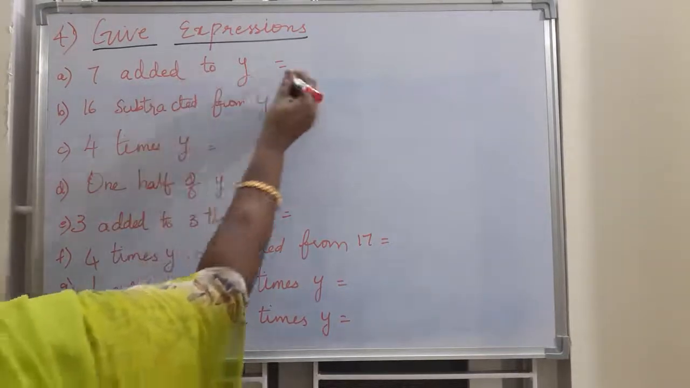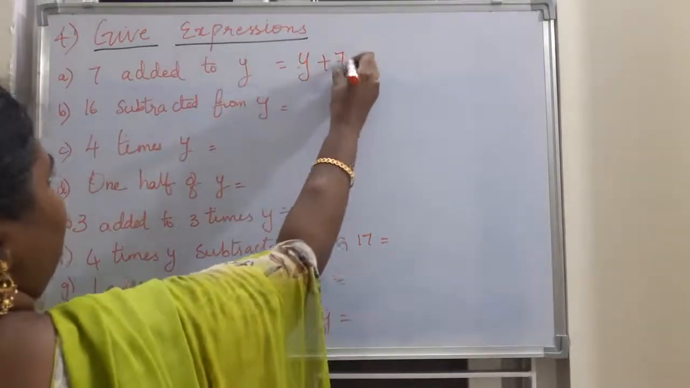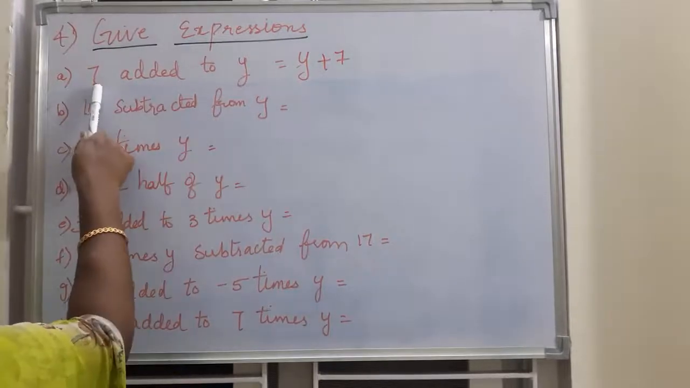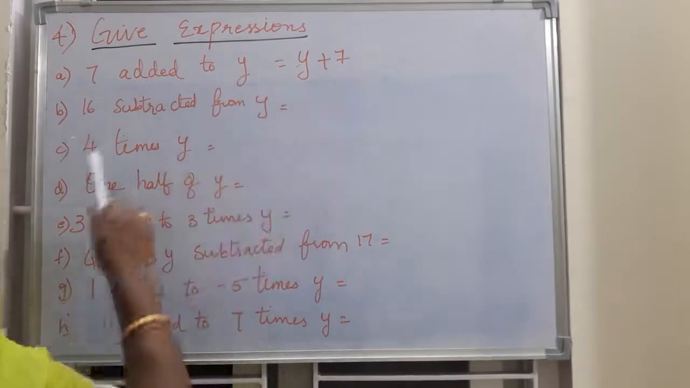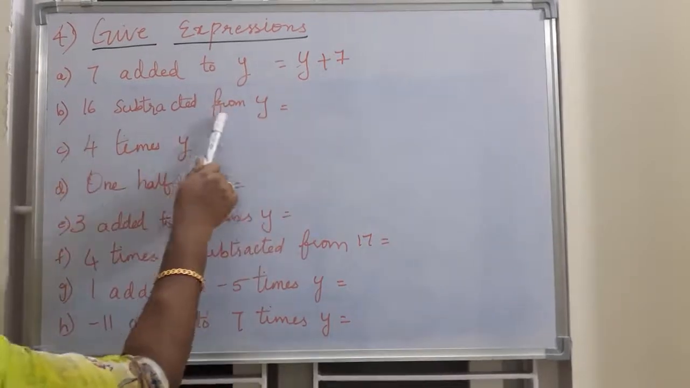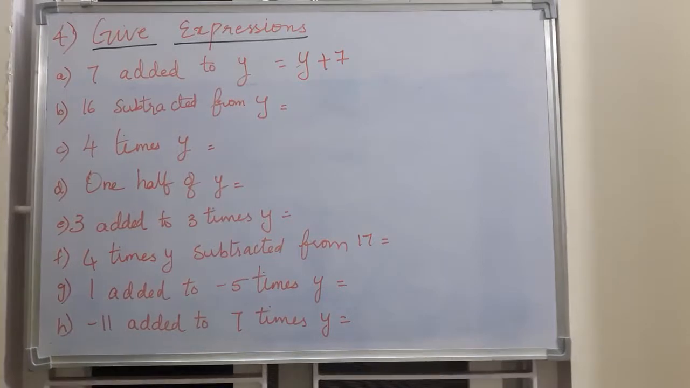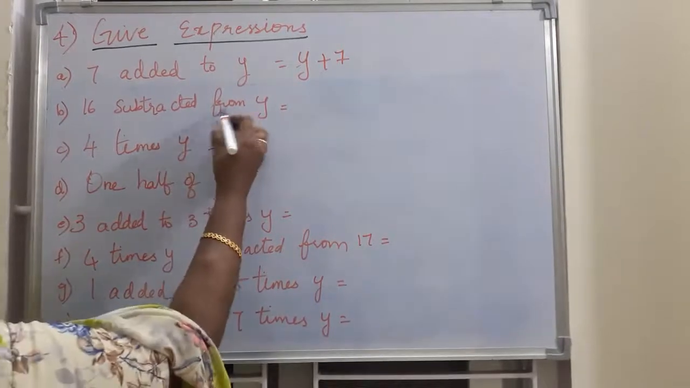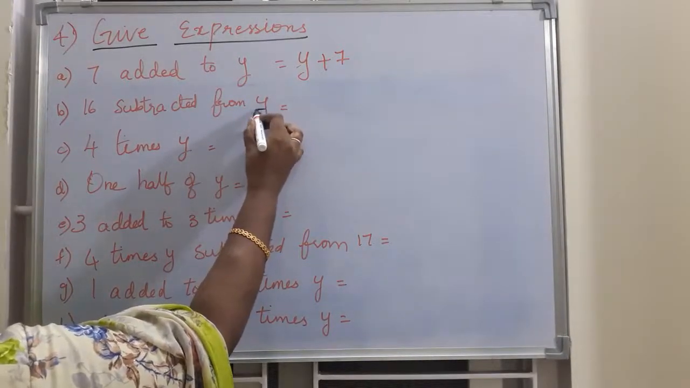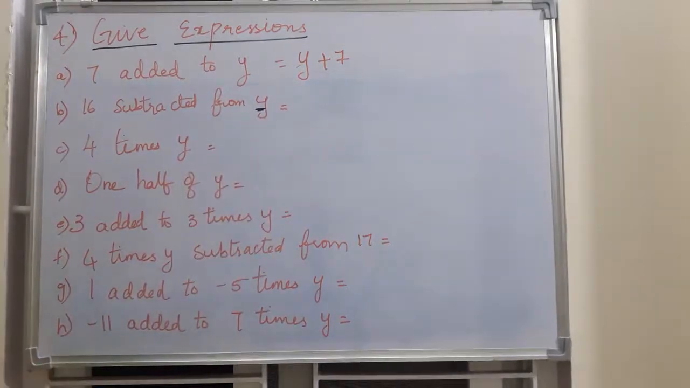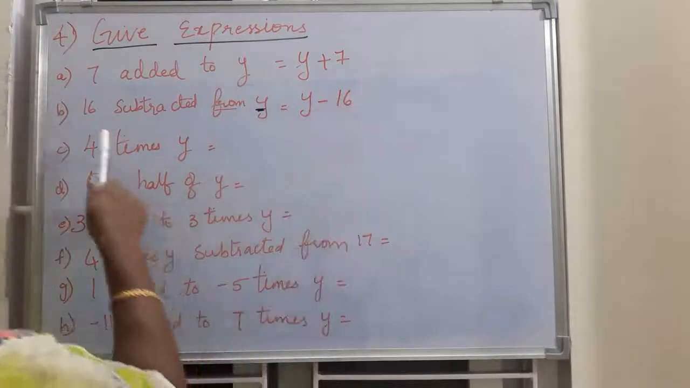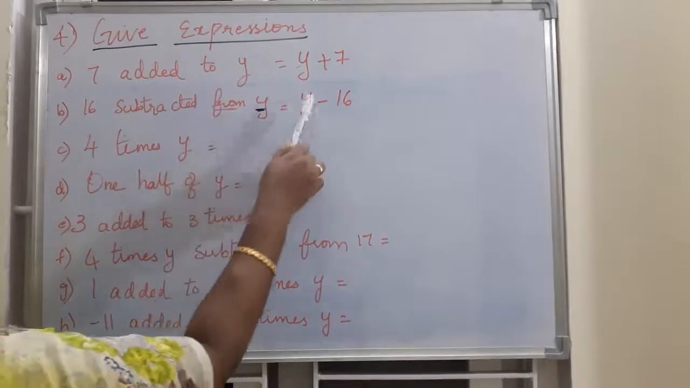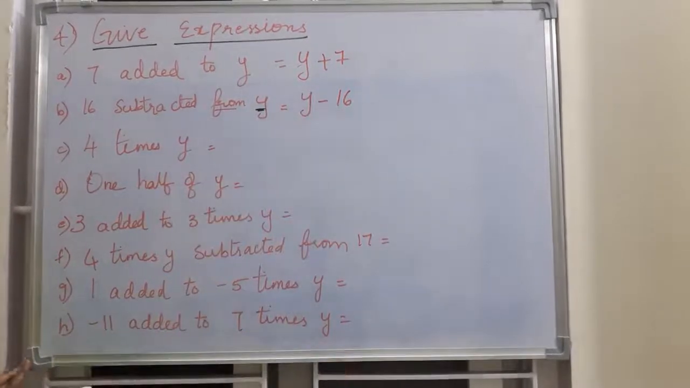So 7 added to y is y plus 7. Simply you have to follow the order. 7 added means addition to y. So y plus 7. 16 subtracted from y. Whenever you see the word from, whatever is there after from should be the first number. So 16 subtracted from y is y minus 16. From y you have to take away 16.